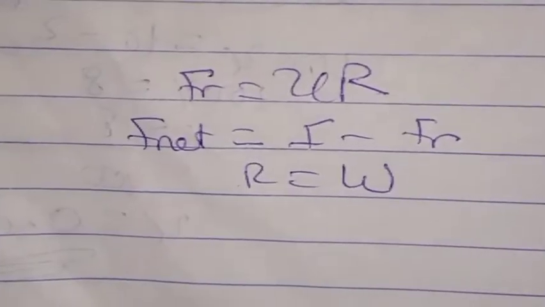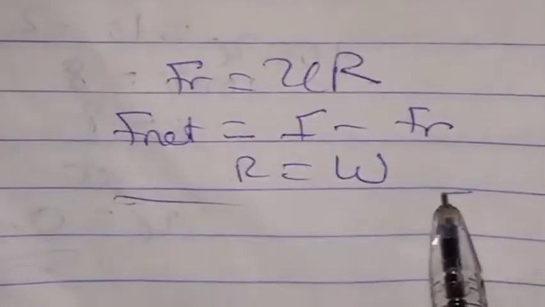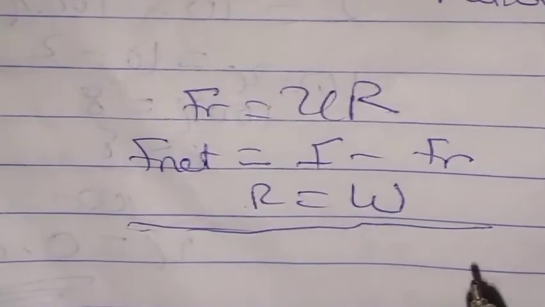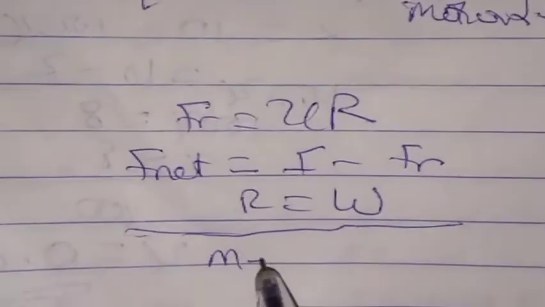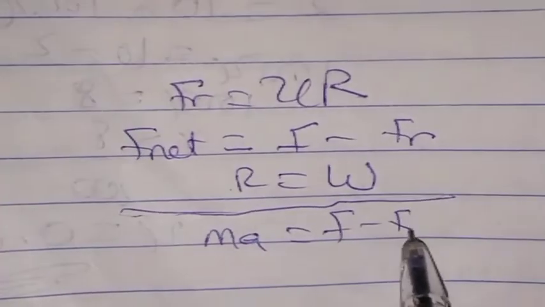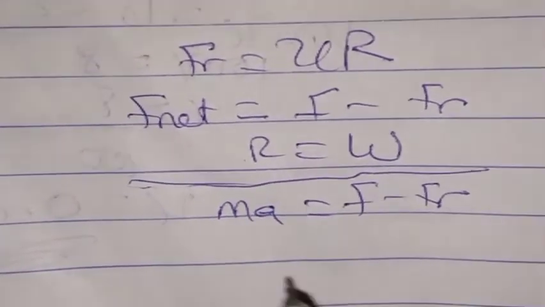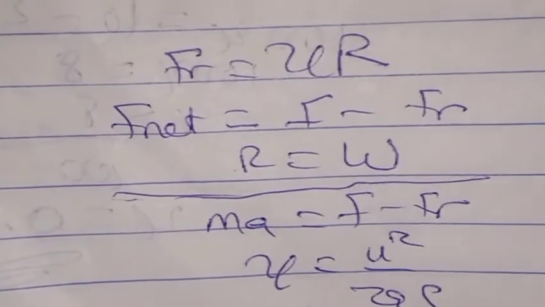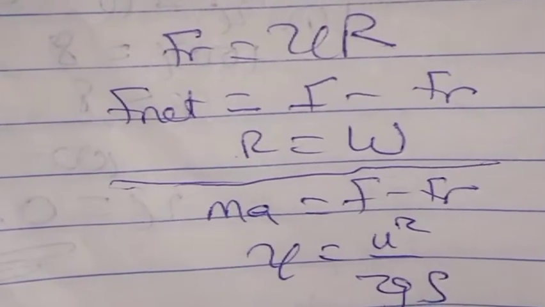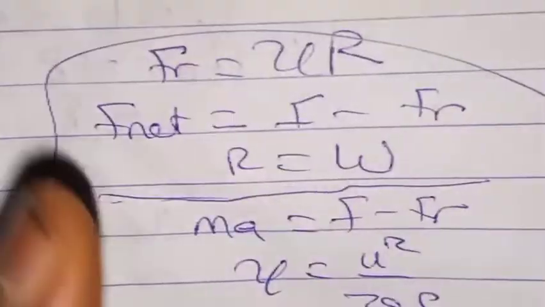Do you remember that? Now, this is for the normal ones. Then when we get to a body that is moving, when the body starts sliding, we said ma is equal to what? F minus Fr. Then we also said mu is equal to u squared over 2gs. Then we said mu is what? Tan theta. So I think we've not done anything more than this.